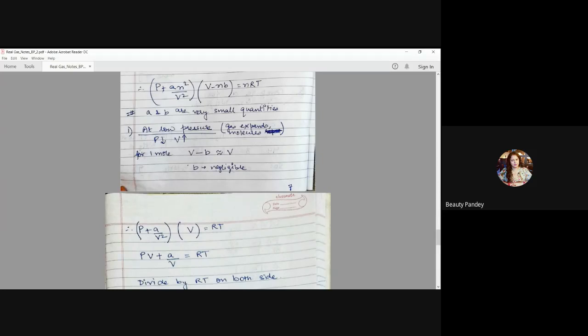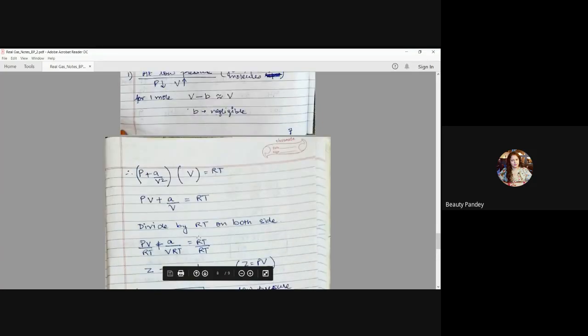So in that case, we assume that D is negligible. If we put D negligible here, what will we get? D negligible means 0, so V minus D will be equated to V. So in this equation, the NV term becomes 0, and this is the equation we get.